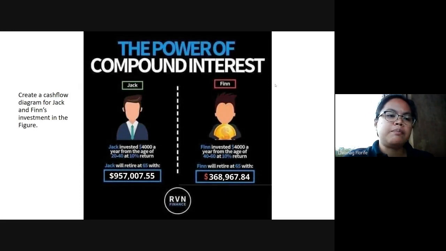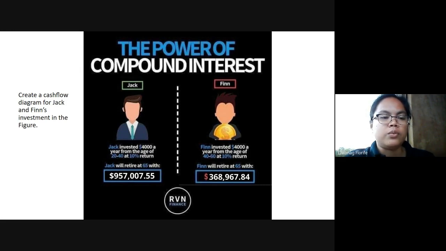So here is an example that we will use today in creating a cash flow diagram. We have Jack and Finn's investments as shown in the figure. Jack invested $4,000 a year from the age of 20 to 40 at 10% return. He will retire at 65 years old with a total of $957,755. On the other hand, Finn invested $4,000 a year from the age of 40 to 60 at 10% return. Finn will retire at the age of 65 with a total of $368,967.84. Now we will create cash flow diagrams for Jack and Finn.